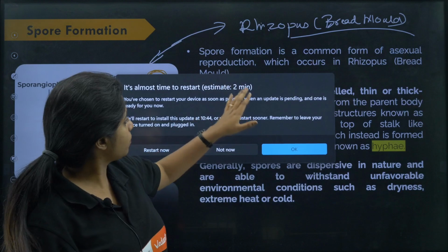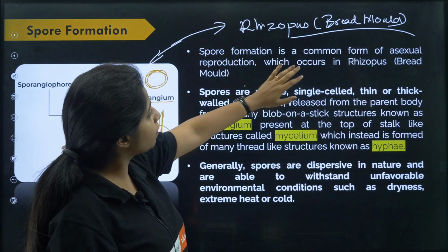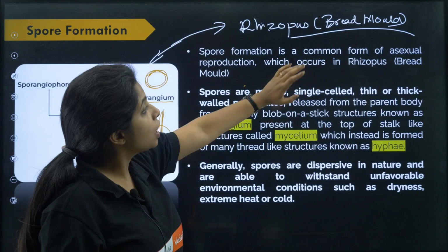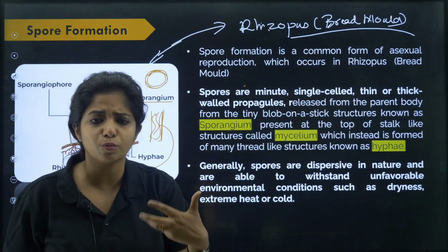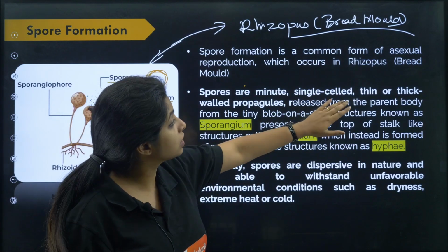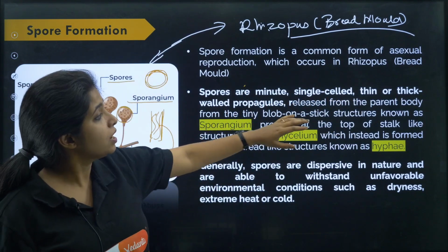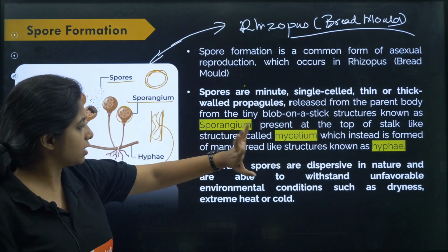Okay, so spore formation. Yes, spore formation is a common form of asexual reproduction which occurs in Rhizopus. Why do you think spore formation is really important during unfavorable situations? Because spores are minute, single-celled, thin or thick walled propagules released from the parent body from tiny blob and stick-like structures, that is the sporangium and things like that.